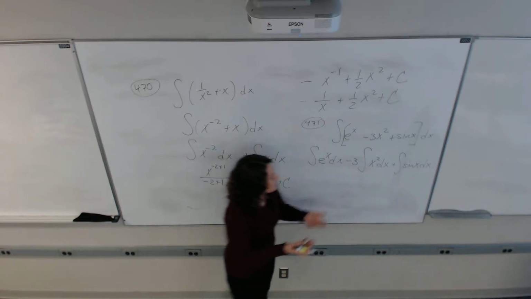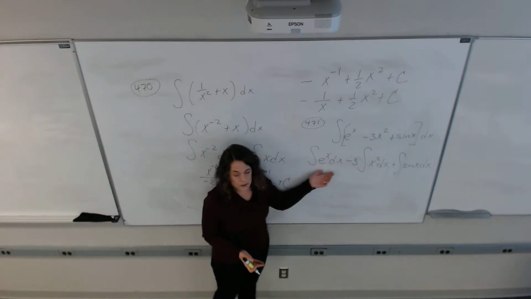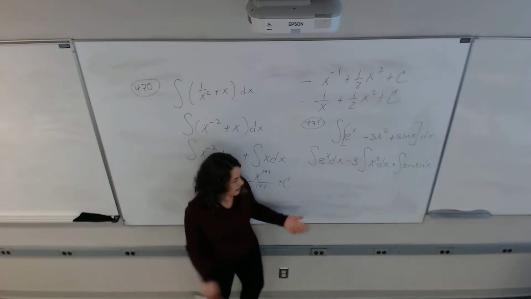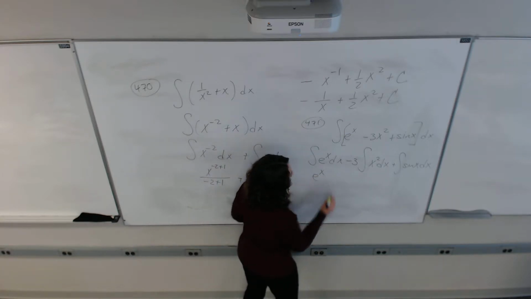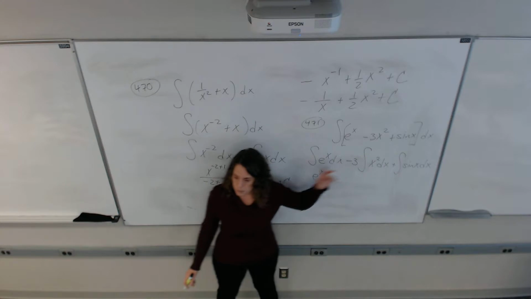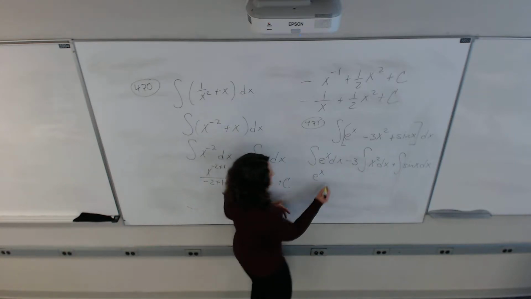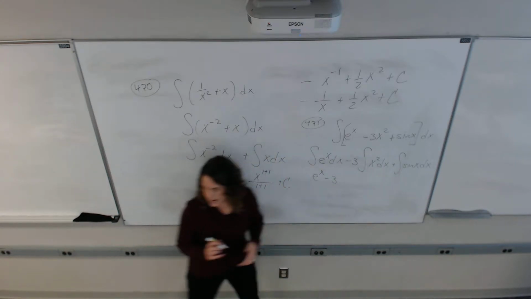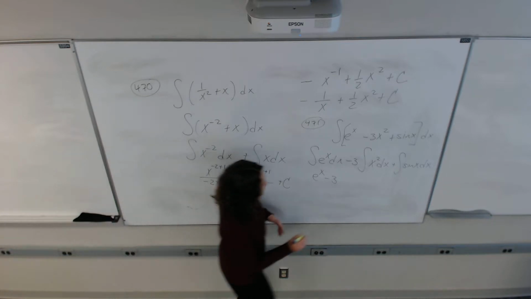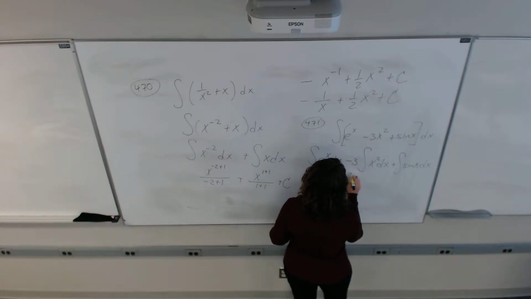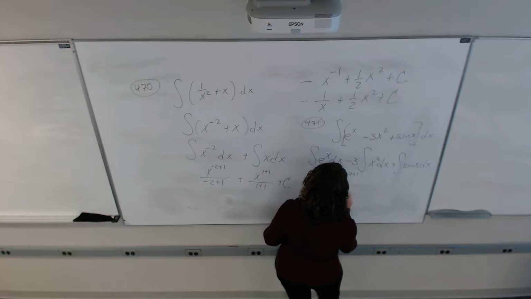And then you undo the derivative. Well, the derivative of e to the x is e to the x, so that's done. For x squared, you do the power rule, reverse. So the -3 is just tagging along at the front. Add 1 to the power, divide by the new power.